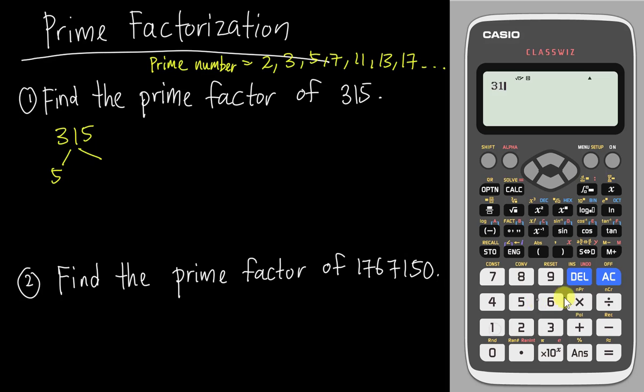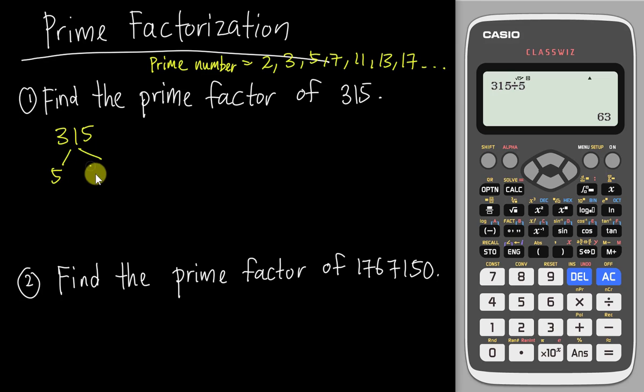Then 315 divided by 5, what will we get? We will get 63. 63 is not a prime number, so we need to continue. But 5 is a prime number already, so we can stop there. 63 we know can definitely be divided by 3, isn't it? Because 3 is a prime number, divide by 3, then we have 21. 21 is not a prime number because it can still be divided by 3 again, and you will get 7.